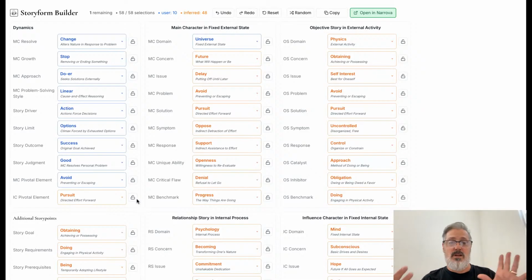In the same way that universe and mind are two sides of the same coin, here at a very minute level, avoid, preventing or escaping, if you're going to talk about preventing or escaping, you also have to talk about a directed effort forward, because one doesn't exist without the other. That's how you know that they're dynamic pairs. That's why you have a main character and an influence character. You have some character who's always avoiding, avoiding, avoiding, and then some other character who's pursuing, pursuing, pursuing. So Black Panther, running away, and then his brother or whatever, I forget, the guy with all the bumps.